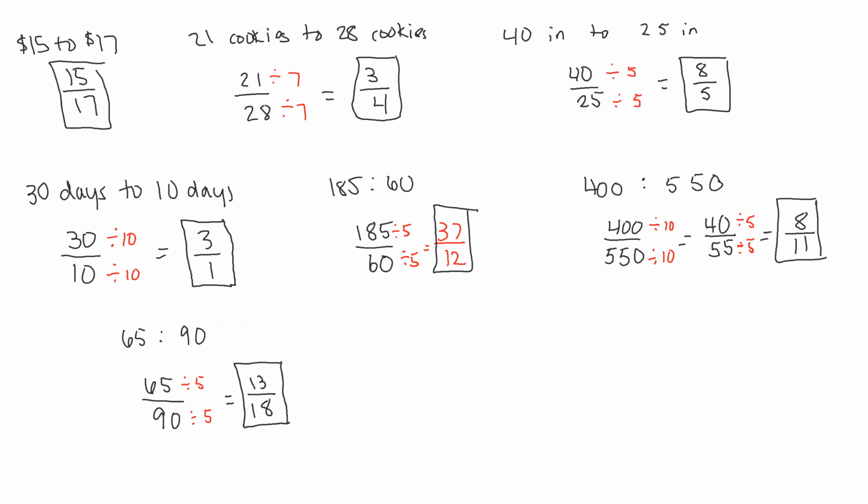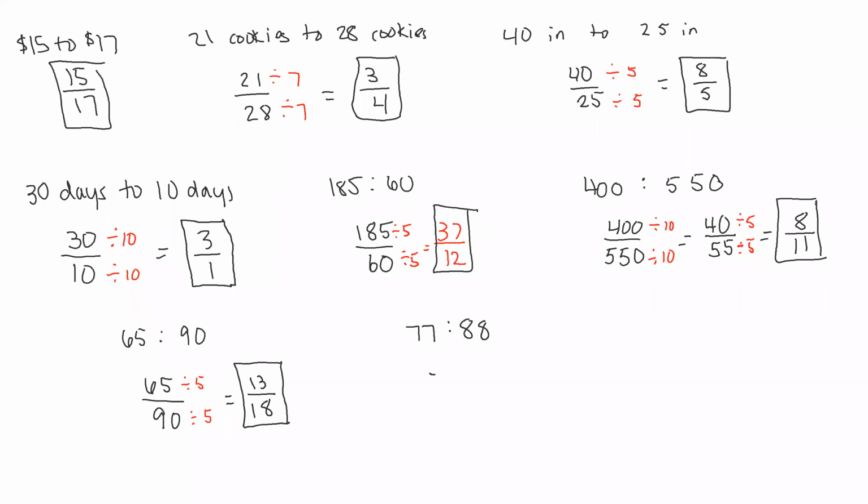Let's say we're talking dog treats. One box of dog treats has 65 treats. The other box has 90 treats. So if we wanted to simplify this, for every 13 treats in the first box, the second box would have 18 treats.